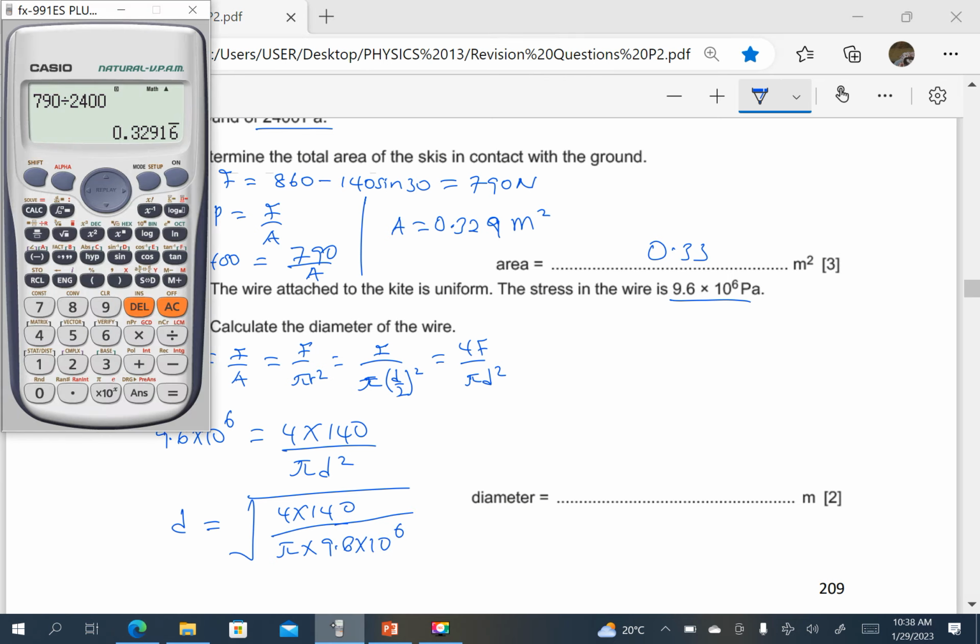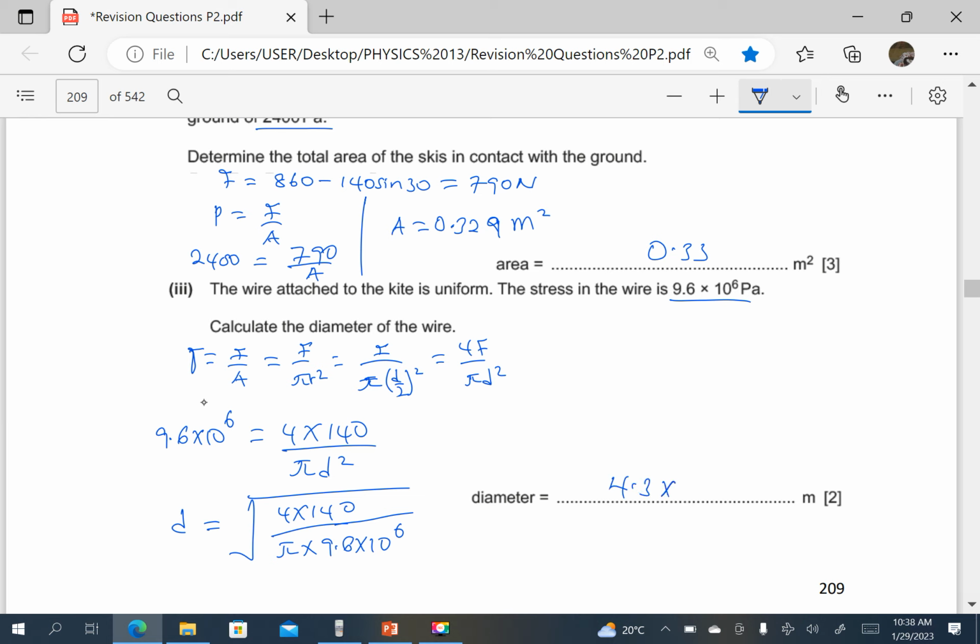So we shall check with our calculator. Square root of 4 times 140 divided by pi times 9.6 exponent 6, close the brackets. So I get 4.3 times 10 power negative 3. So that is 4.3 times 10 power negative 3. So that will be the diameter.